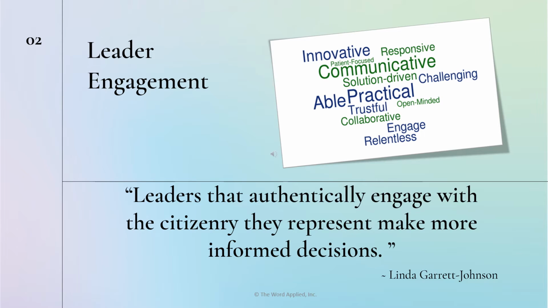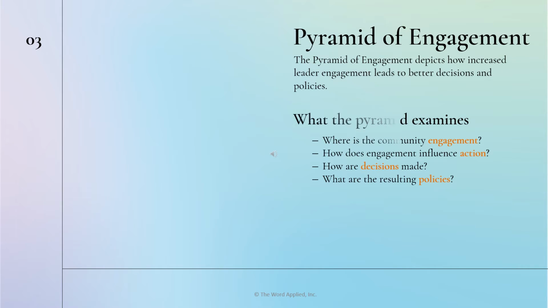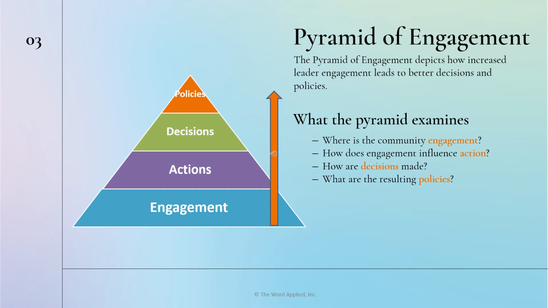Engaged leaders, leaders who are engaged authentically with the citizens that they represent, make better decisions. It's just a given. It's a fact. When a leader is engaged with the community, it really helps to influence their actions. And when their actions are influenced, that also leads to better decisions. And the better the decisions are that they're making, that can help shape and form the policies that they are going to be engaged in developing or supporting. So when we look at the pyramid of engagement, it's really important to understand where our leaders are with regards to engaging with the community that they represent.